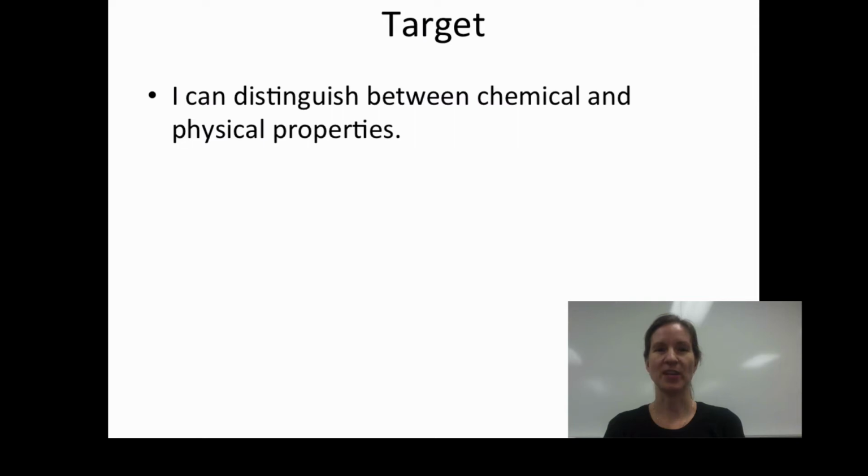This video will focus on the target: I can distinguish between chemical and physical properties. So when it comes to describing matter, a couple things we can describe about them might be what's happening chemically in terms of their chemical structure, or might be about its physical structure.